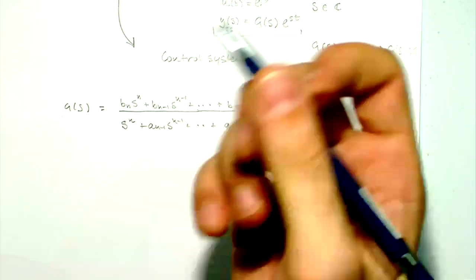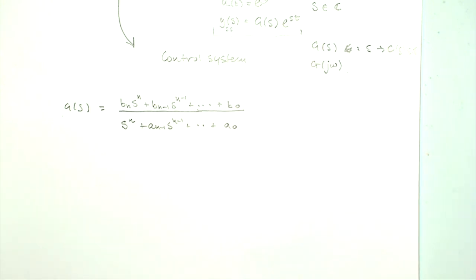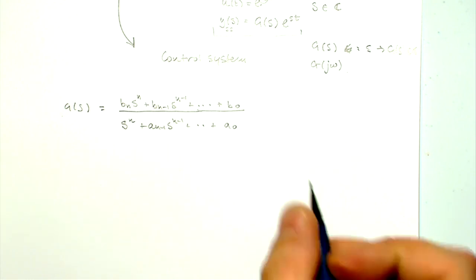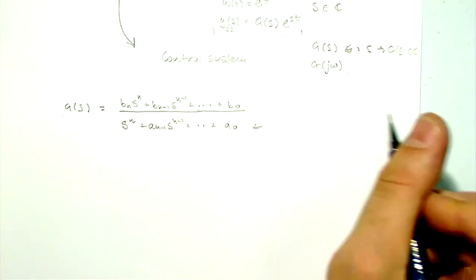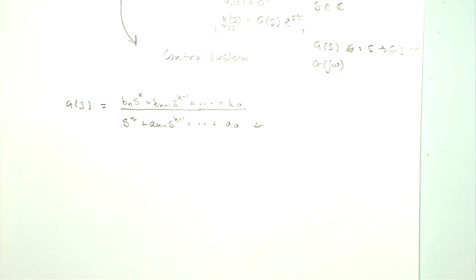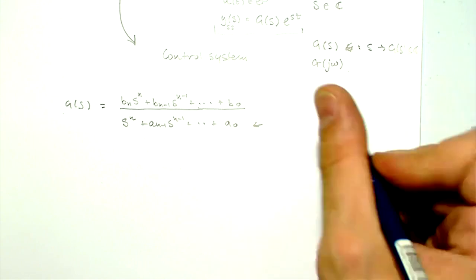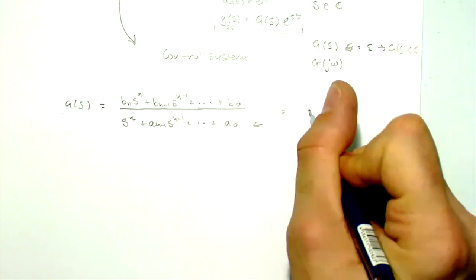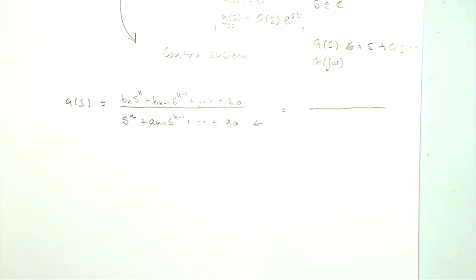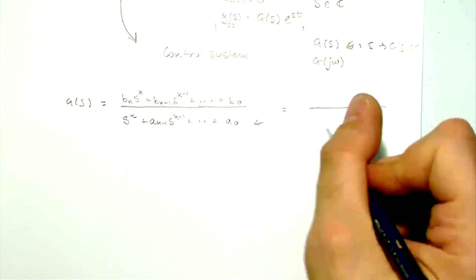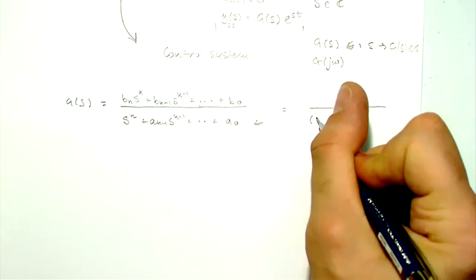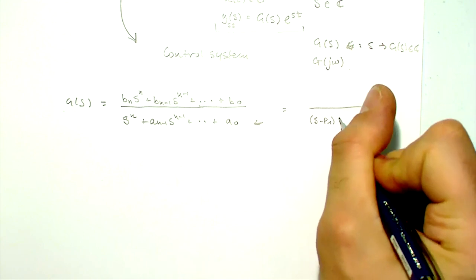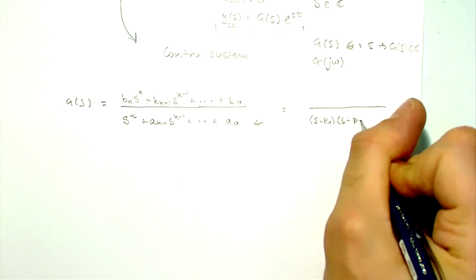This is not the only form in which you can express transfer functions. Sometimes you've seen that if you find what the roots of the denominator and the numerator are, you can express this, for example, as a product of a bunch of simpler terms. You put them in minimal form, so you've got maybe s minus p1, times s minus p2, and so on.